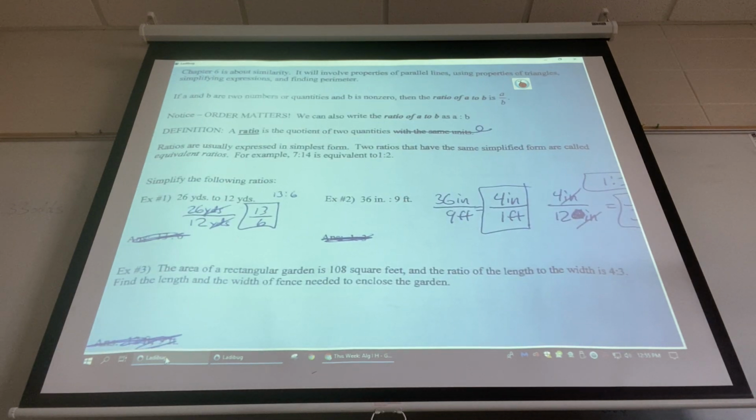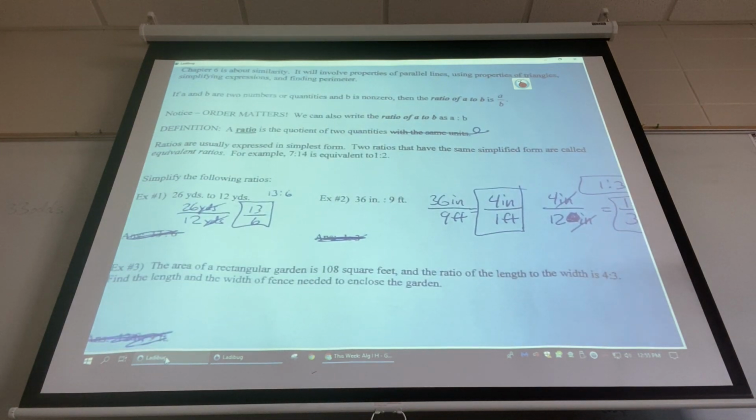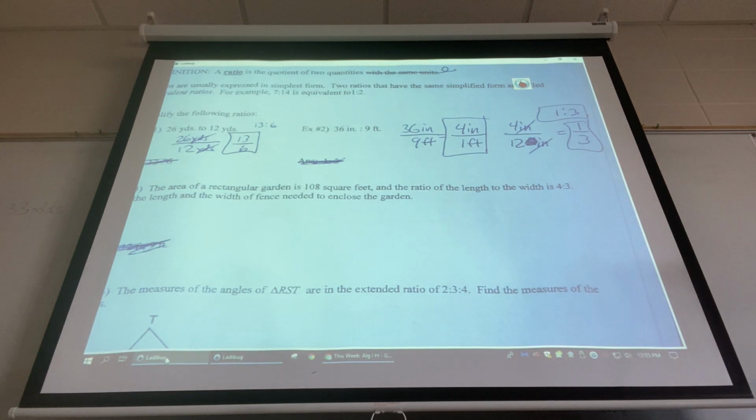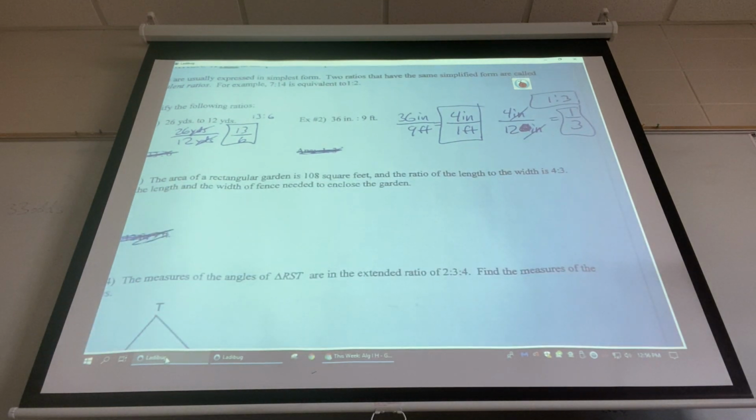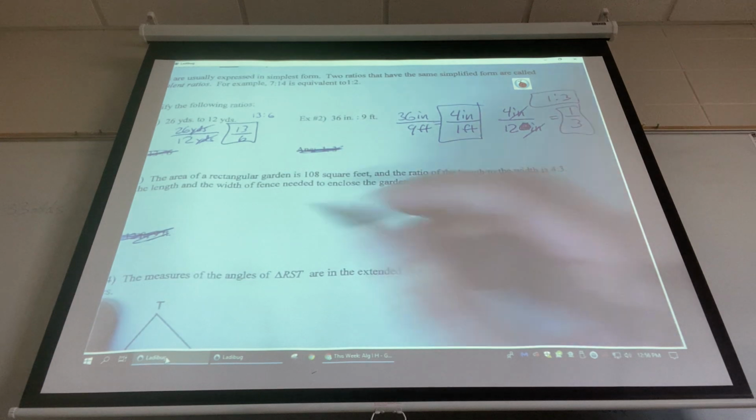Okay. Now here's where people kind of struggle with ratios sometimes. Because ratios are simplified, if you're given a ratio of something, you have to realize that that's not the measurements of it, it's just the ratio of it. What I'm talking about is example 3. It says the area of a rectangular garden is 108 square feet, and the ratio of the length to the width is 4 to 3. I'm going to need a picture to help me out here.